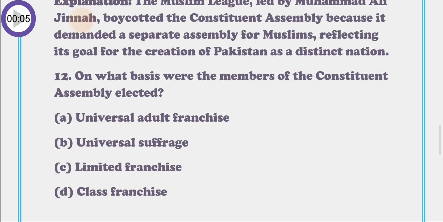Question number 12. On what basis were the members of the Constituent Assembly elected? A. Universal adult franchise, B. Universal suffrage, C. Limited franchise, D. Class franchise.